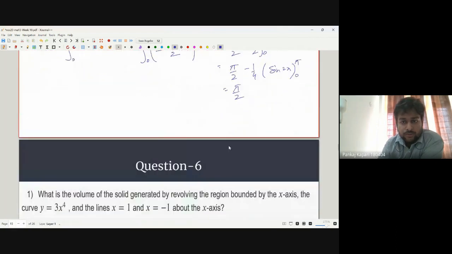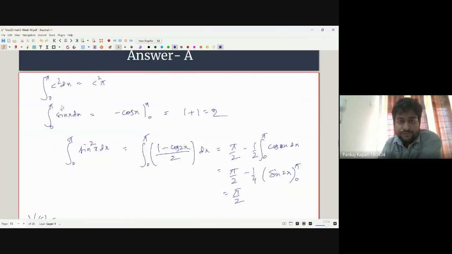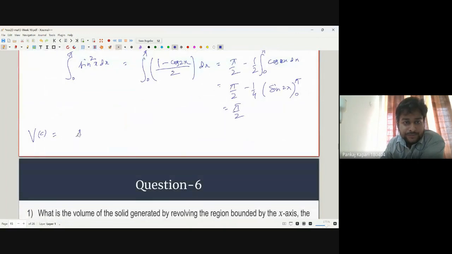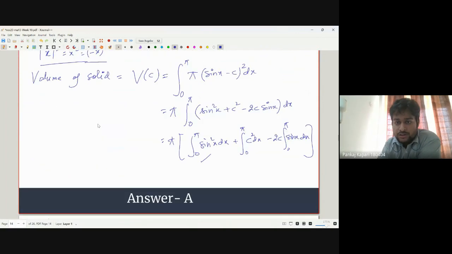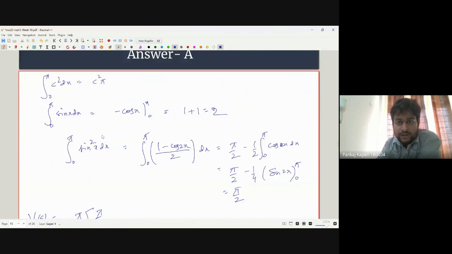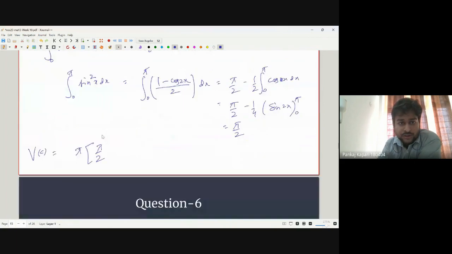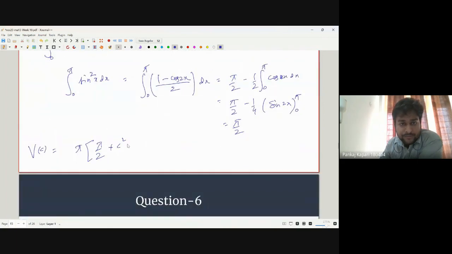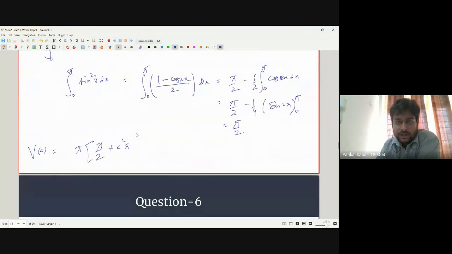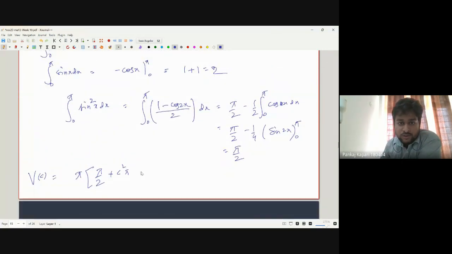So now you have your volume, which depends on c. V of c is equal to, pi is outside. The first integral was the integral of sine square, which gives pi by 2. The second integral was c square, so it gives c square pi. The third integral was twice c times the integral, which is 2, so it is minus 4 times c. So this is your volume as a function of c.